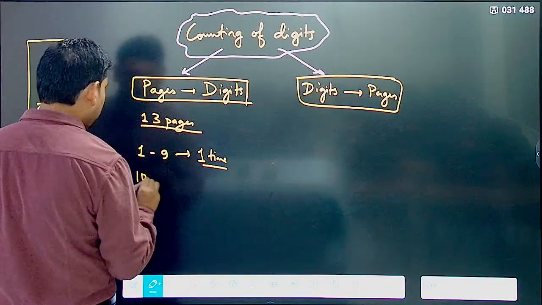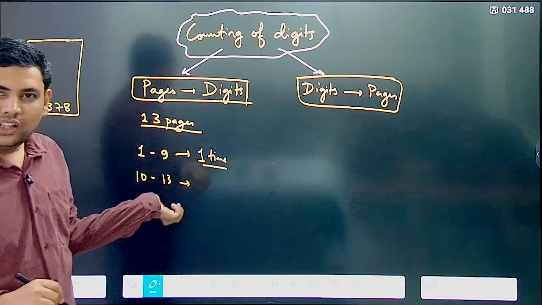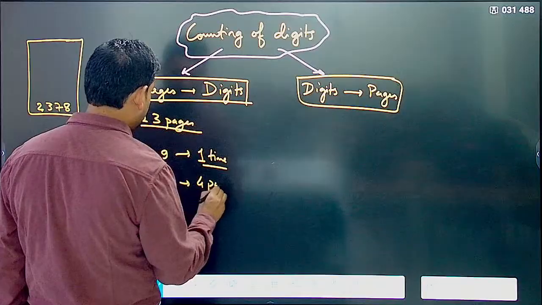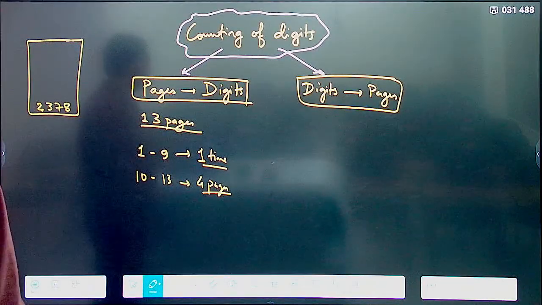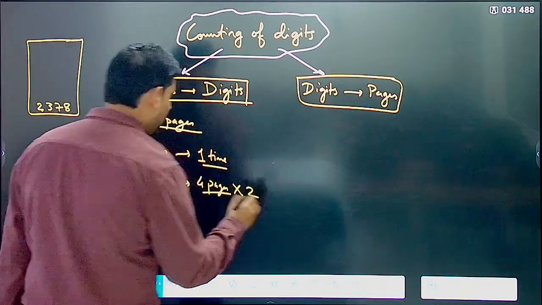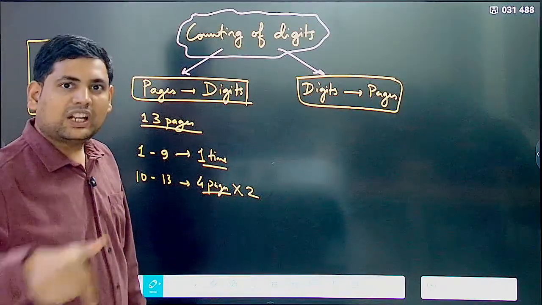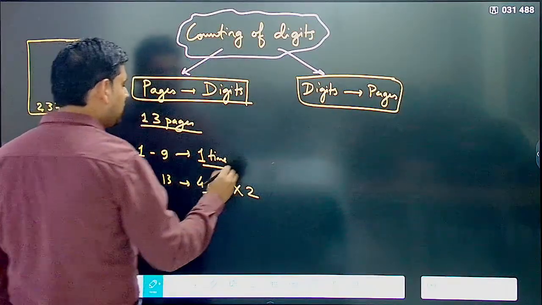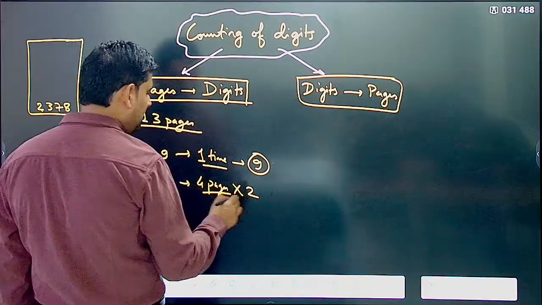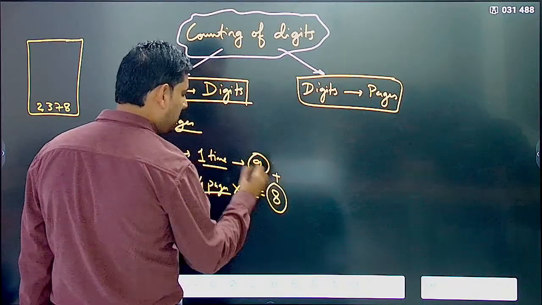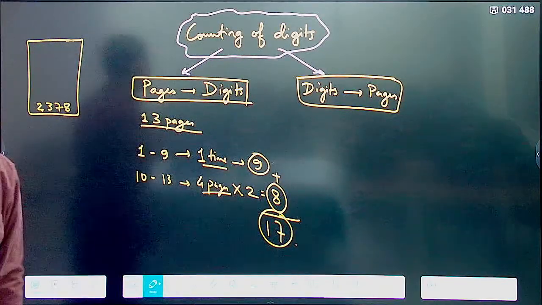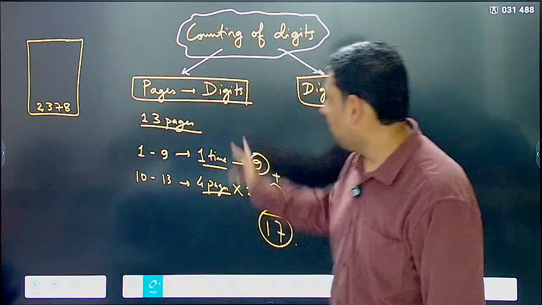But for 10 to 13, how many pages? 10, 11, 12, 13. So there are 4 pages. Correct? And for these 4 pages, how many times do I have to press? I have to press 2 times each. For 10 I press 1 and 0. For 11 I press 1 and 1. So ultimately what did I get? 9 pages, 1 time each, that is 9, and 4 pages, 2 times each, that is 8. Then I add them: 9 plus 8 is 17 digits used to type the 13 pages. So digits will always be much greater than the number of pages.